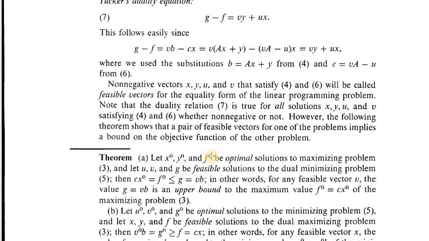Now what this is saying is that if I can find the F that maximizes, that's the solution to the data box, and let U, V, and G be any feasible solution, in other words, they're possible, they may not be the minimum solution, but they're possible solutions, then it turns out that F naught, the biggest maximum that you can obtain, is always less than or equal to the minimum. Okay, so it says for any feasible vector V, the value G equals VB is an upper bound to the maximum value.